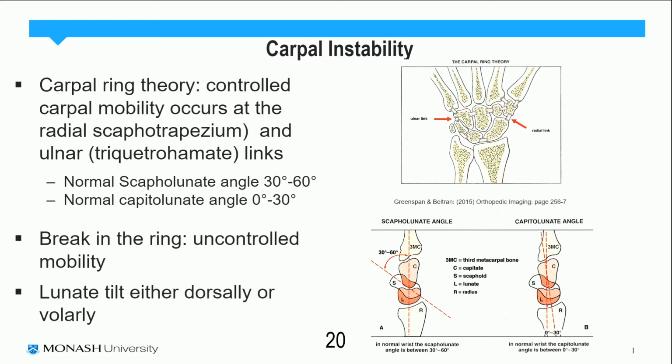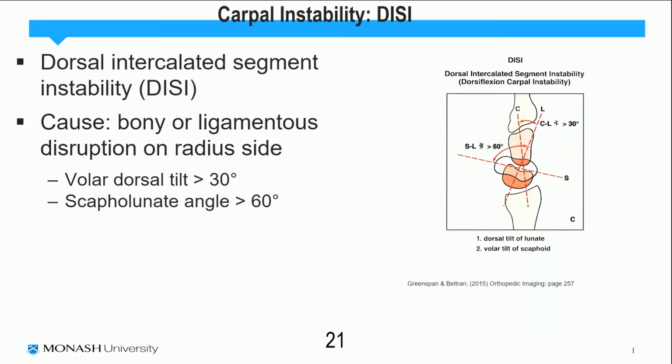If there's a break in the ring, it can result in uncontrolled mobility, and the lunate will tilt either dorsally or volarly. Now, there are two types described, with the dorsal intercalated segment instability, or DISI, the most common. The cause is either bony or ligamentous disruption on the radius side, and this then results in a dorsal tilt that is greater than 30 degrees, or a scapholunate angle that is greater than 60 degrees, as we can see in this diagram.